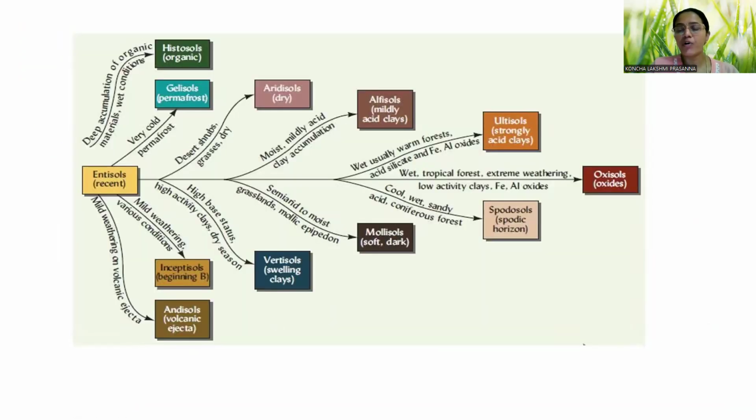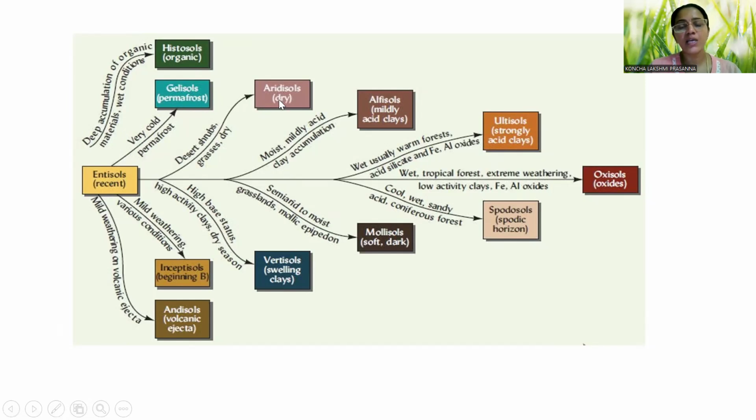So let's see an overview of all the 12 soil orders in short. Entisols are the recently developed soils. Gelisols are characterized by permafrost conditions. These soils generally form in very cold conditions, having the feature of permafrost, which leads to the formation of gelisols.